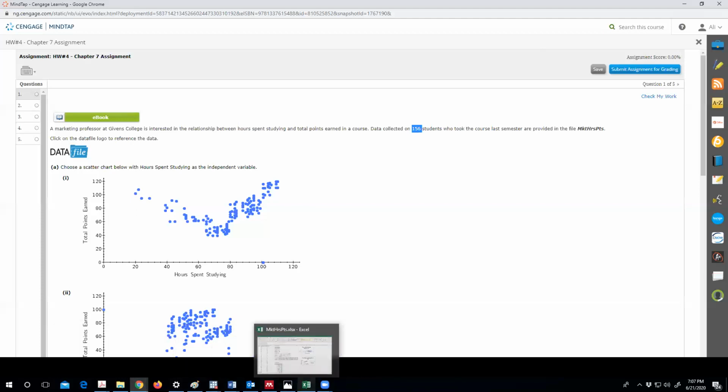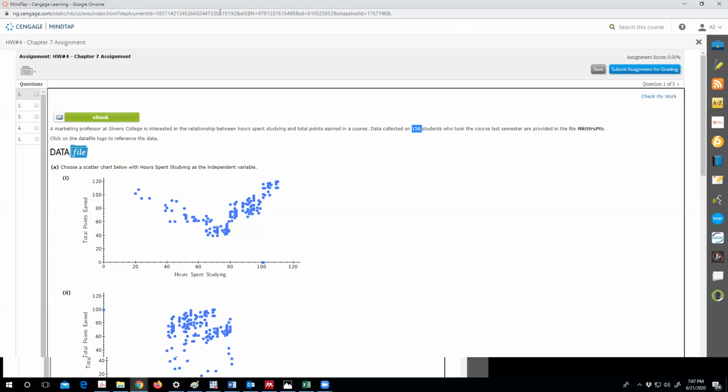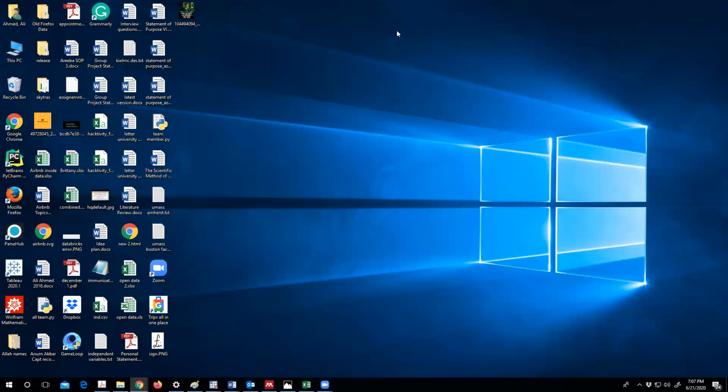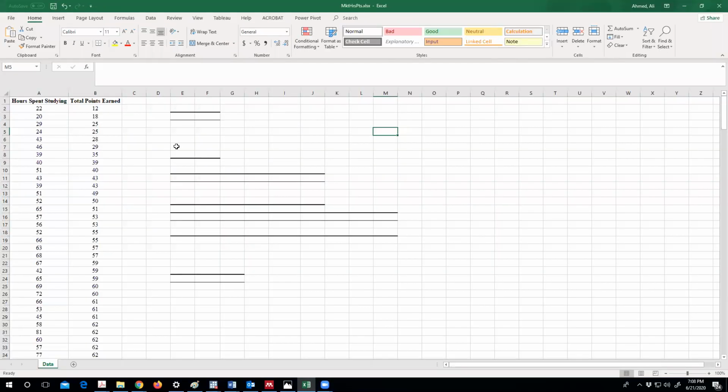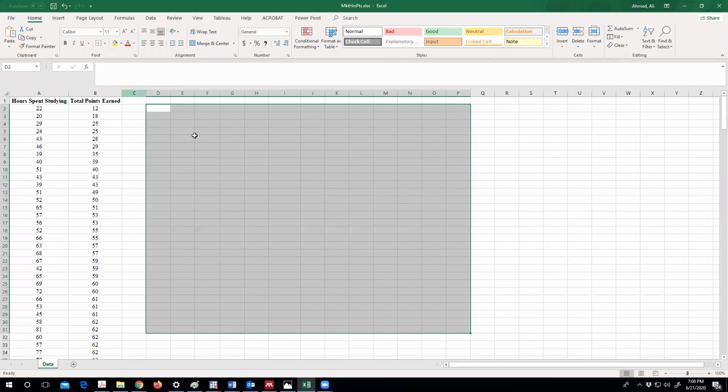So where is my data file? My screen is a little bit not coming 100%. I think so. This is the data file. Let me just bring this down. When I downloaded the data file, it came out like this. Since I have done some work on this, it's showing some previous work.